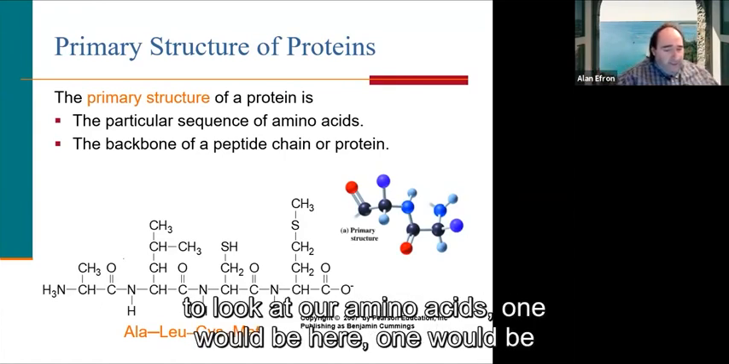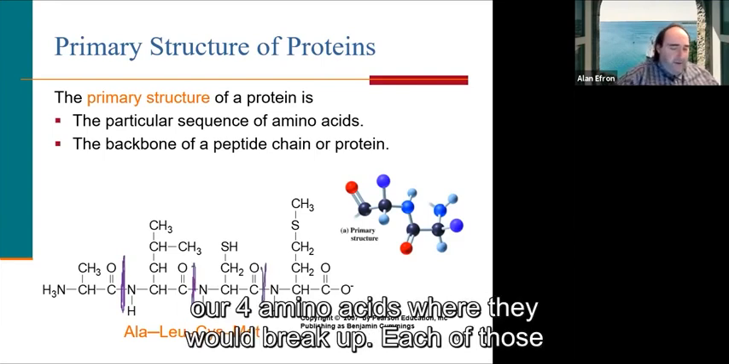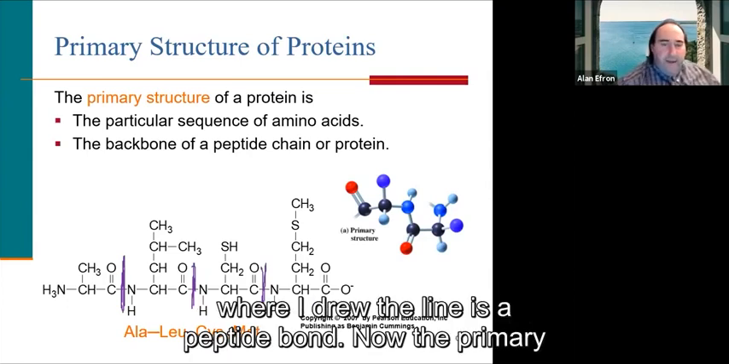So again, if we want to look at our amino acids, one would be here, one would be here, one would be here, kind of broken up in that case. There's our 4 amino acids of where they would break up. Each of those where I drew the line is a peptide bond.